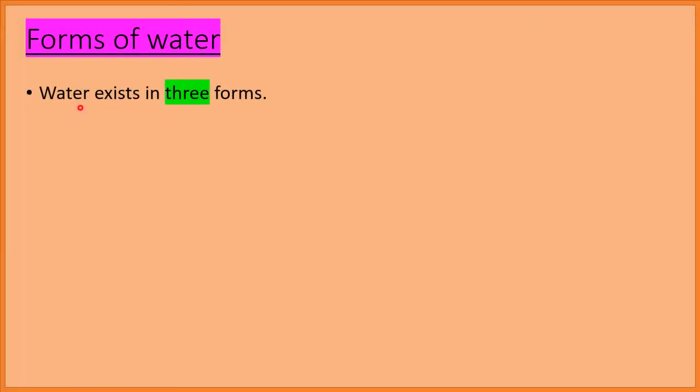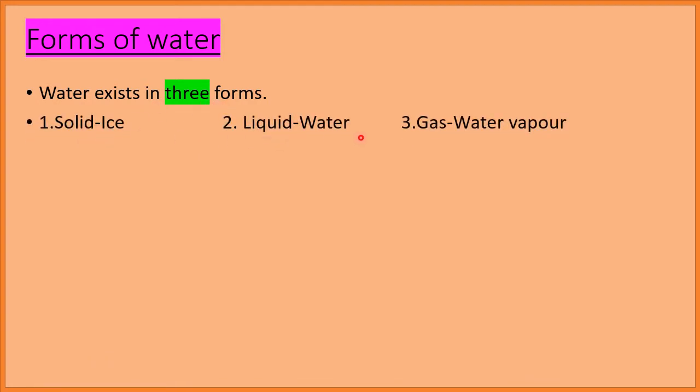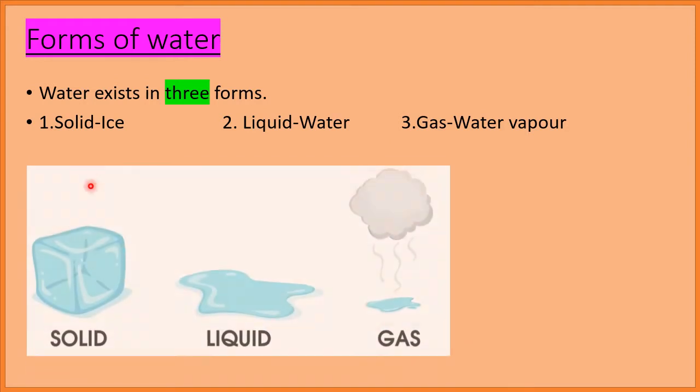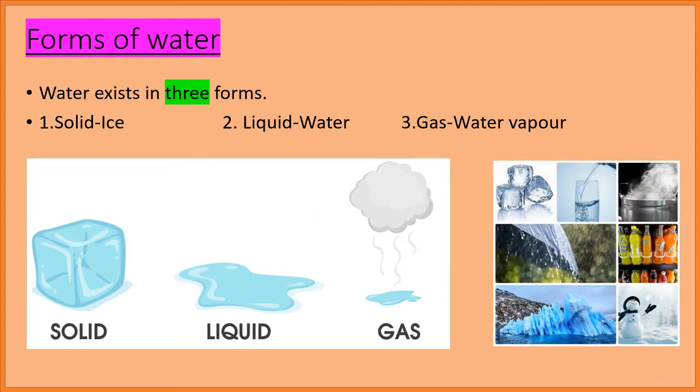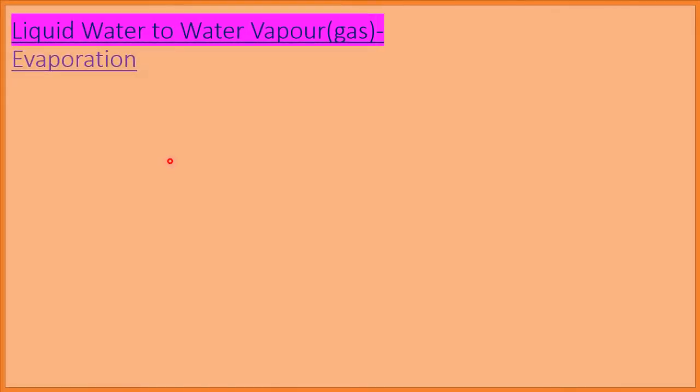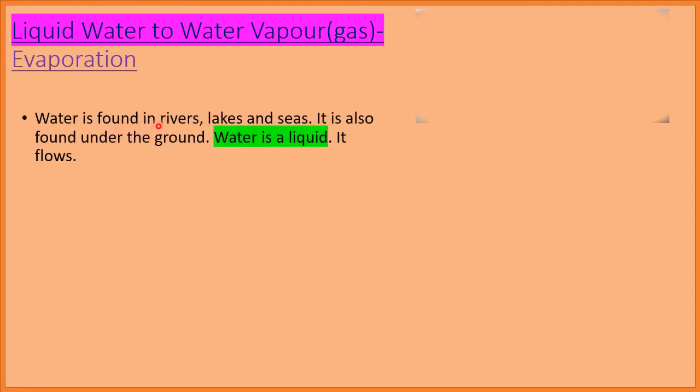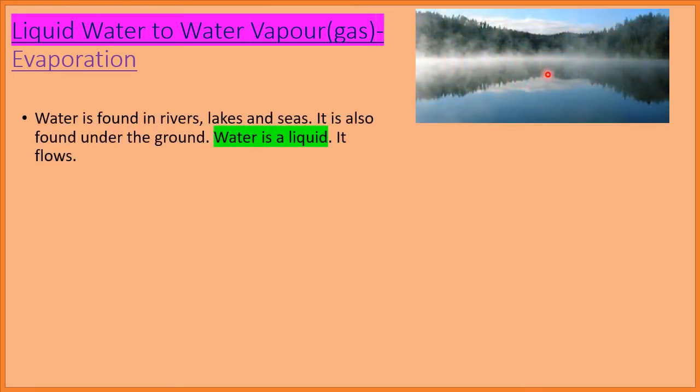Forms of water. Water exists in three forms: solid, liquid, and gas. The solid form of water is ice, the liquid form is water, and the gaseous form is water vapor. Water is found in rivers, lakes, and seas. It is also found under the ground. Water is a liquid, it flows.